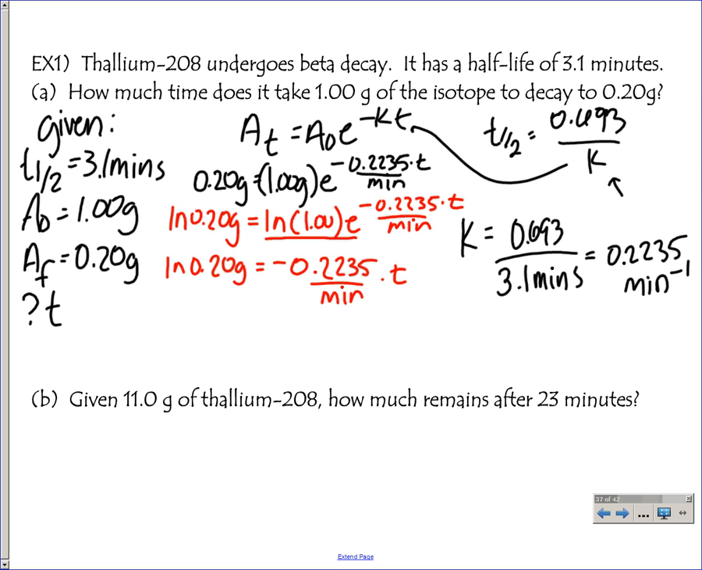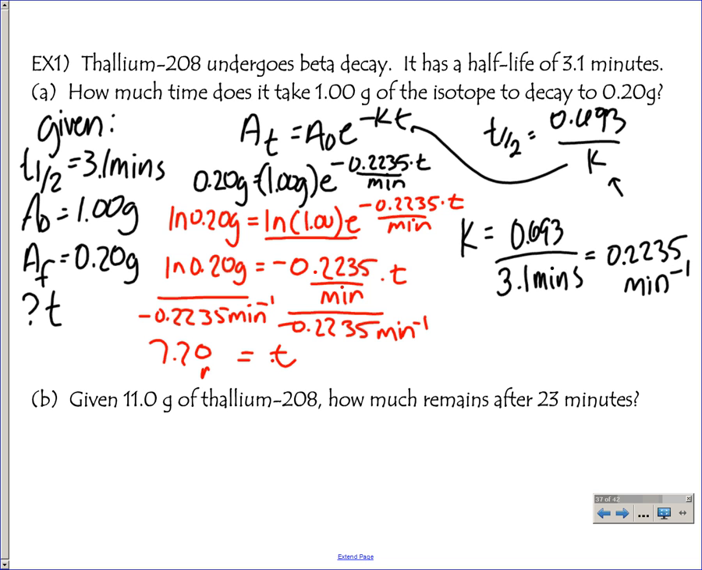Okay, so at this point, I can actually go ahead and solve for ln of 0.2 grams. I'm going to take that number and divide it by my 0.2235 per minute to solve for t by itself. Dividing on both sides, I'm going to get t is equal to 7.20 minutes. And that is my final answer. So the time it takes for the isotope to decay is 7.20 minutes. You just have to use both equations, and you have to know how to use your units appropriately as well as your givens.